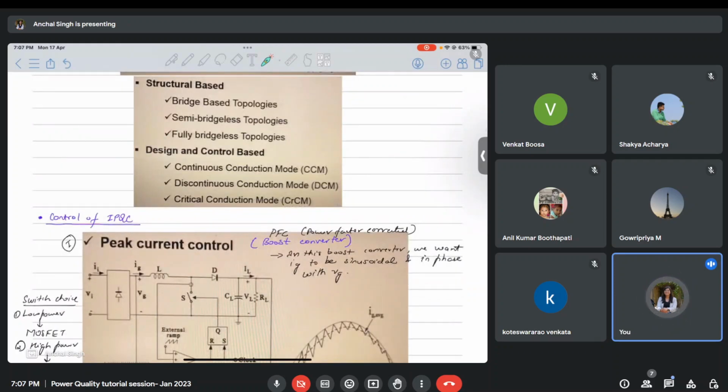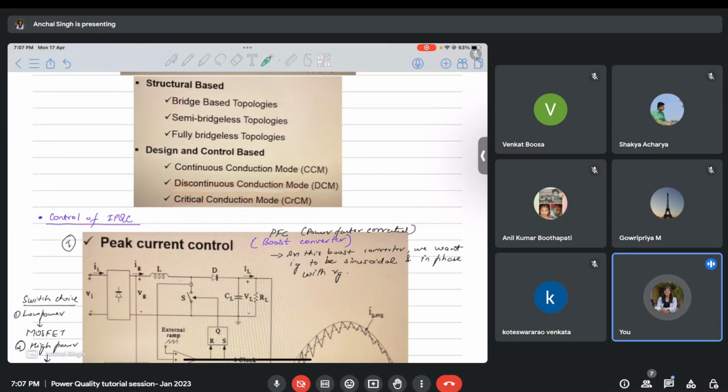It could be on the basis of the structure, that is, it could be a bridge, it could be a semi-bridgeless, it could be a fully bridgeless topology, depending on the application. And if you try to classify it on the basis of design and control, then it could be continuous conduction mode based, or discontinuous conduction mode based, or critical conduction mode based.